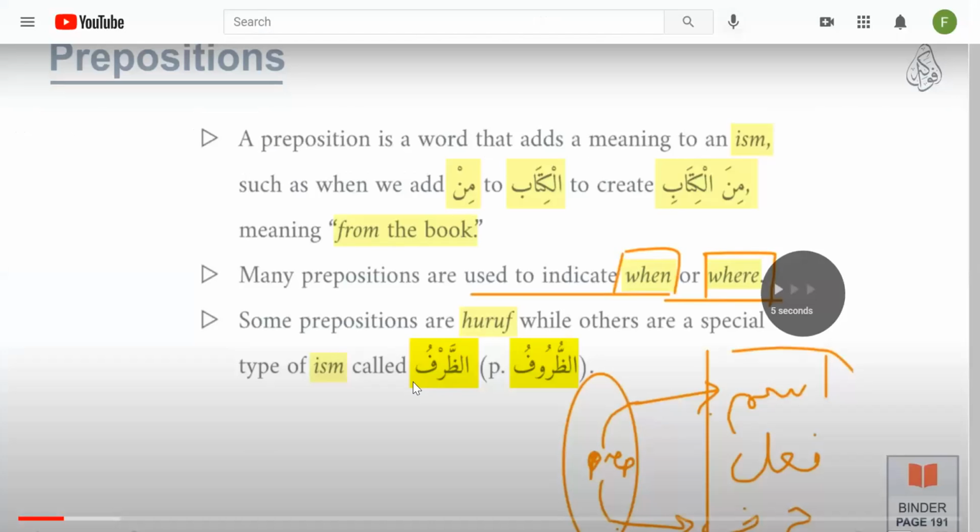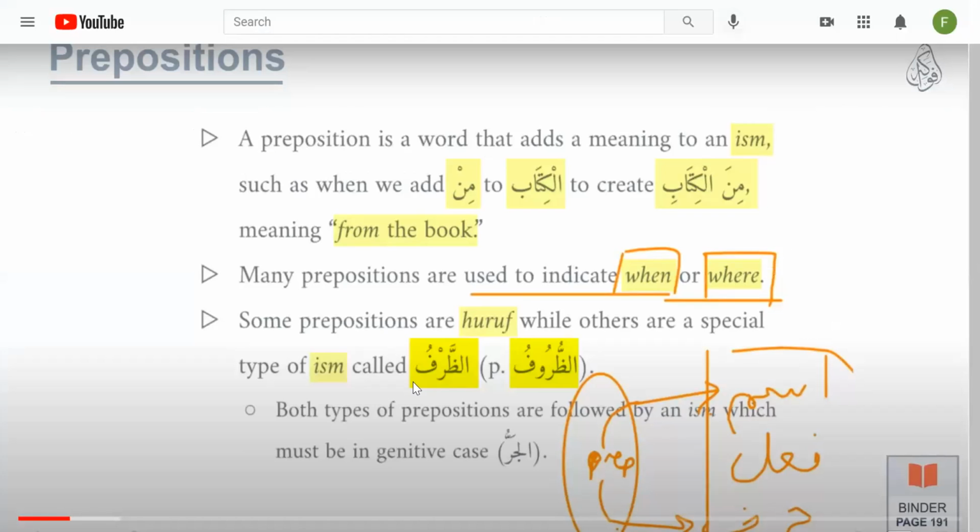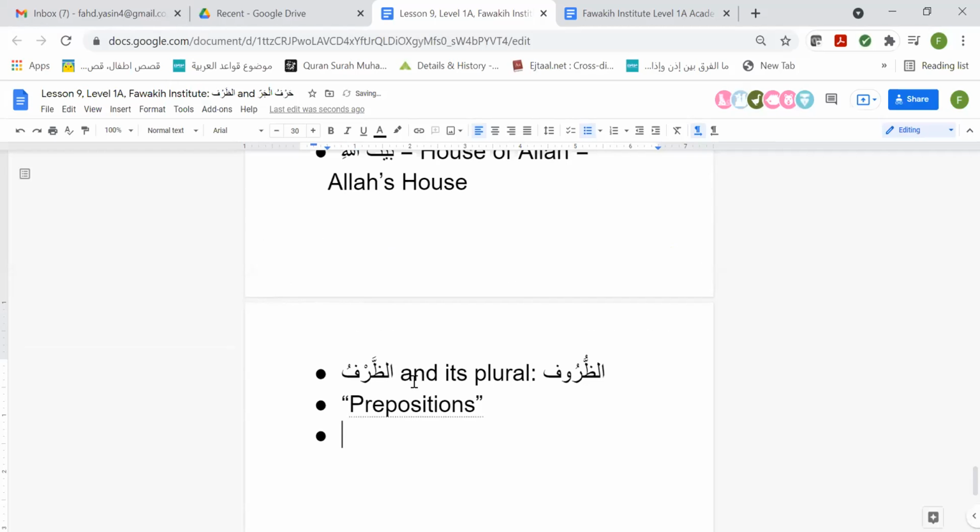So please be aware that the following dhuruf are isms. I don't like saying the word isms, but I'm going to say it here just because I don't want to make it too difficult for you. The actual plural of ism is asma. Anyhow, dhuruf are isms. This is really important to know. Dhuruf are not huruf.